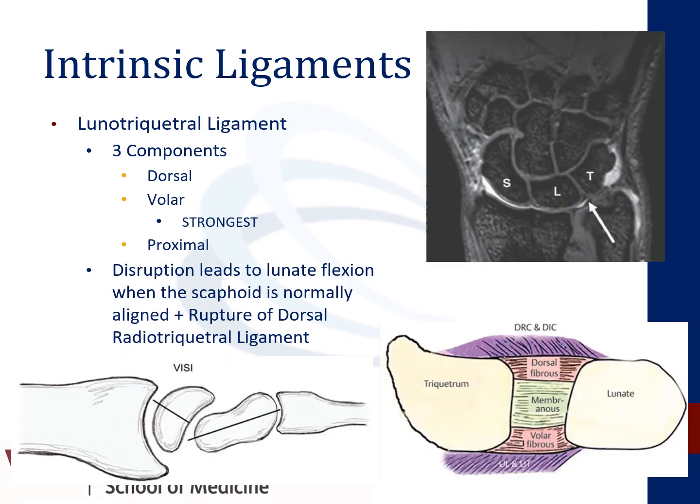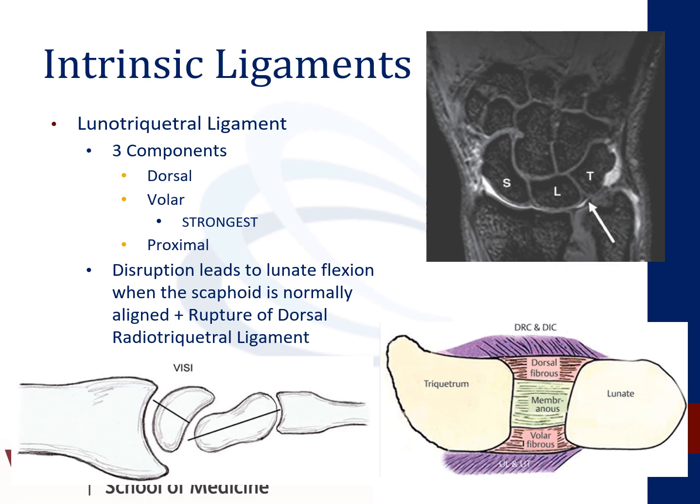The lunotriquetral ligament is also comprised of three components. Again, the dorsal, volar, and proximal. Unlike the scapholunate, where the dorsal component is the strongest, for the lunotriquetral ligament, the volar component is the strongest.